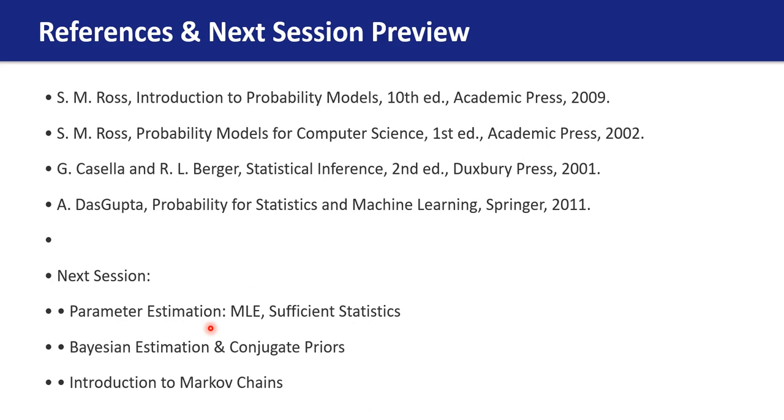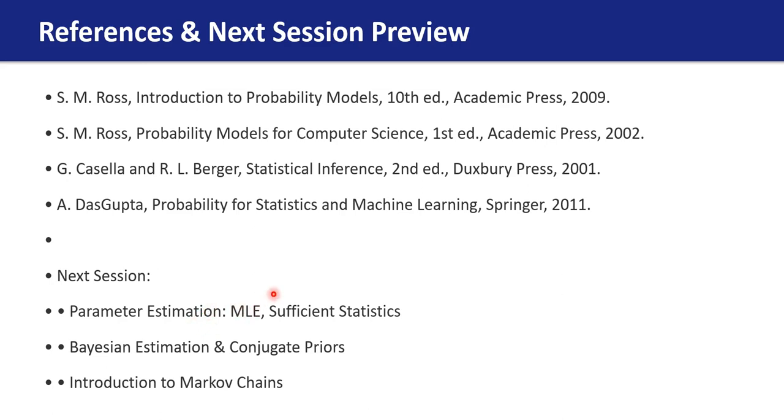Okay, for further reading, the main textbook is Ross, Introduction to Probability Models, 10th edition. It covers everything we did today and more. For a statistics perspective, try Casella and Berger, Statistical Inference. For connections to machine learning, try Dasgupta, Probability for Statistics and Machine Learning.